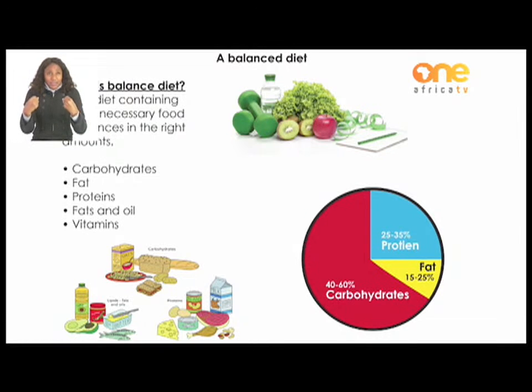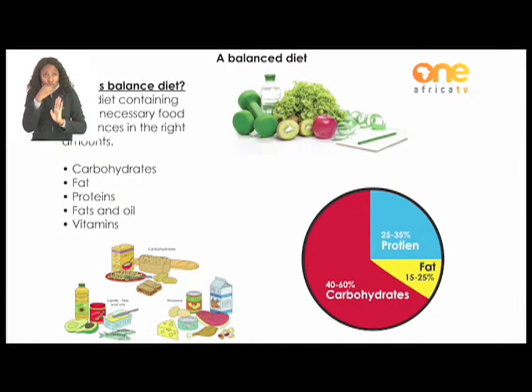Next is protein. When you look at protein, it needs to cover 25 to 35% of our meal. The reason is because protein is needed for our body building. Next are fats. We need a small amount of fats, only 15 to 25%, because fats also provide us with energy storing foods.